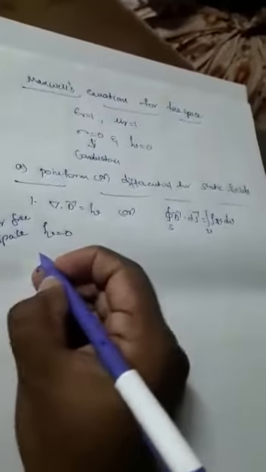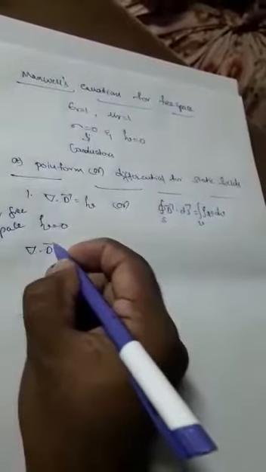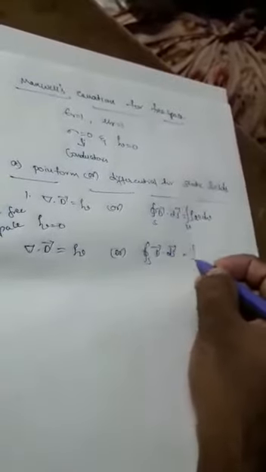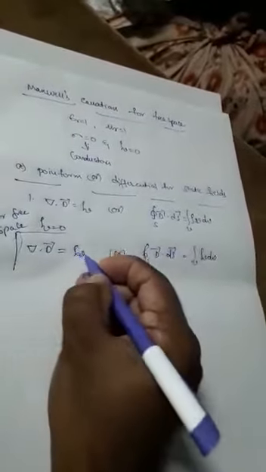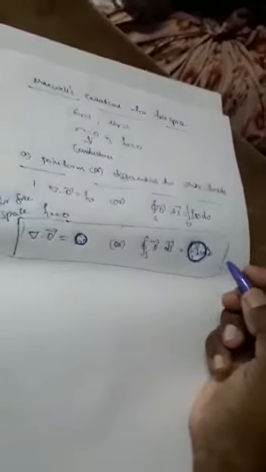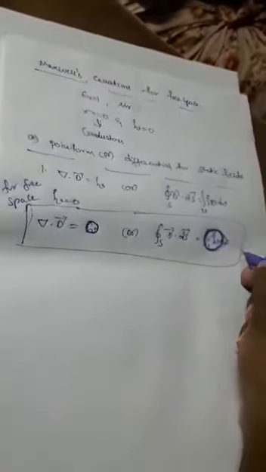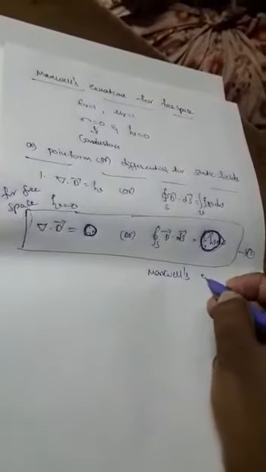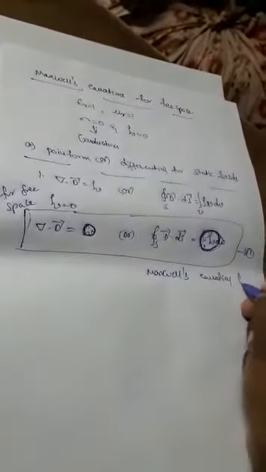That's why the Maxwell's equation in a free space is divergence of D bar is equal to 0 in point form or differential form, and closed surface integral of D bar dot dS bar is equal to 0. That means rho v is 0 and here also this is 0, which is the Maxwell's equation for free space.